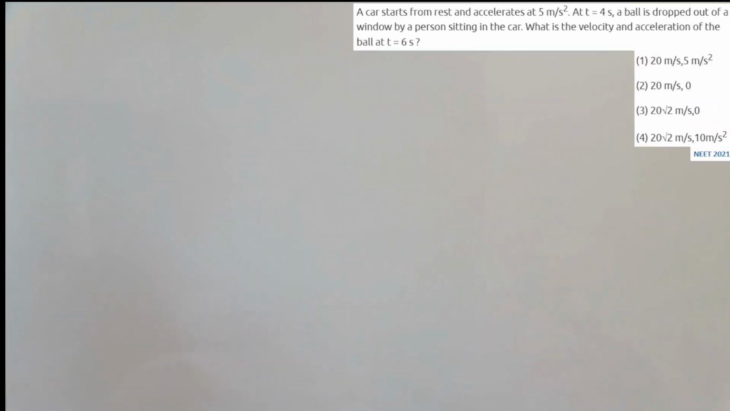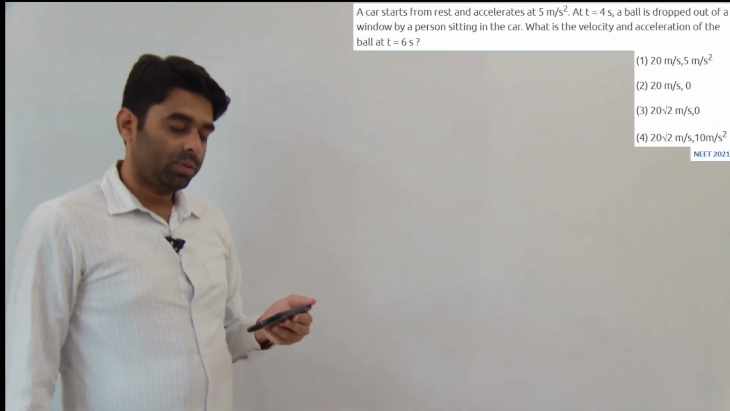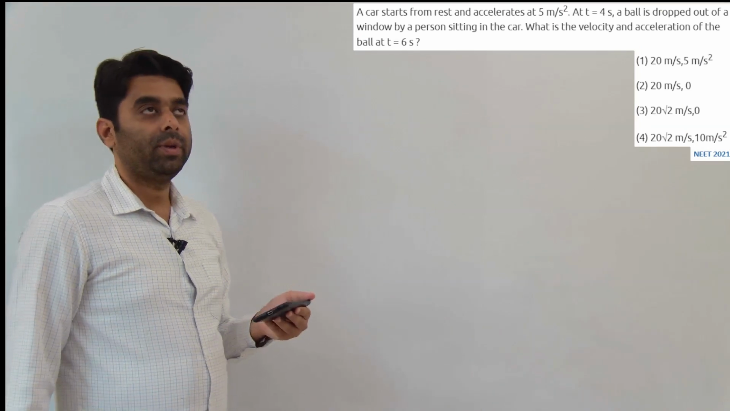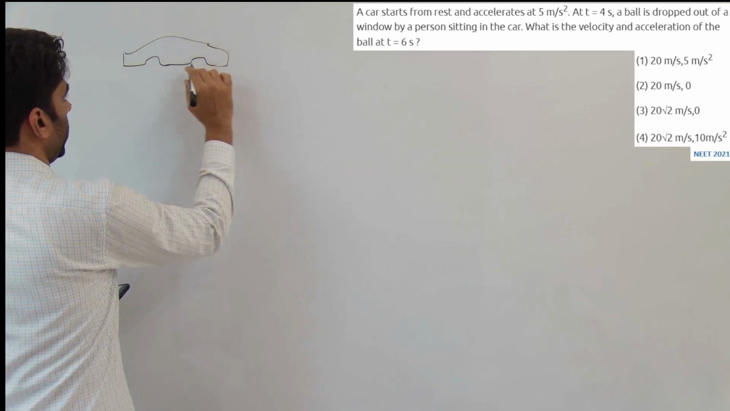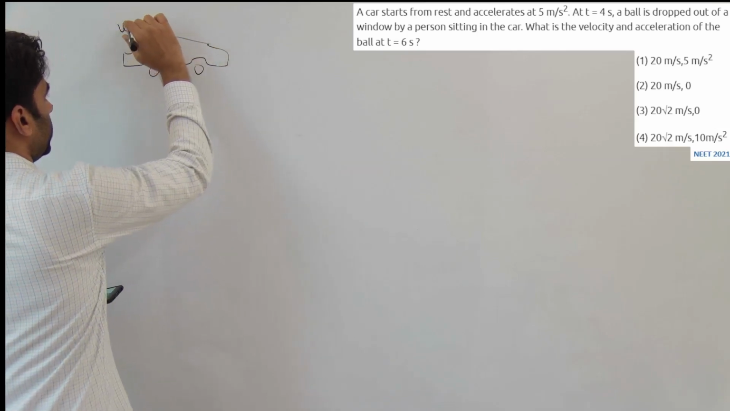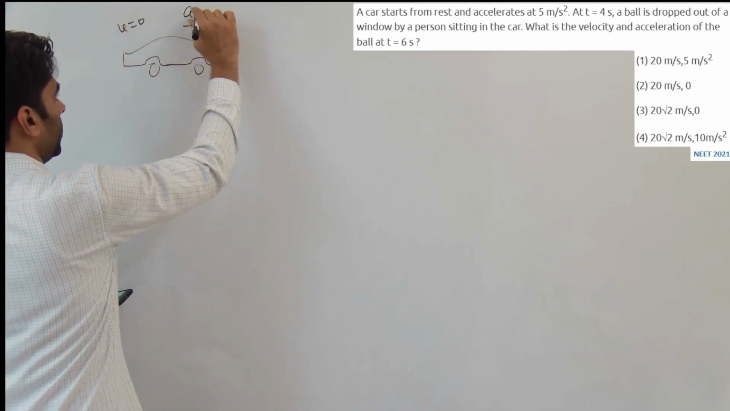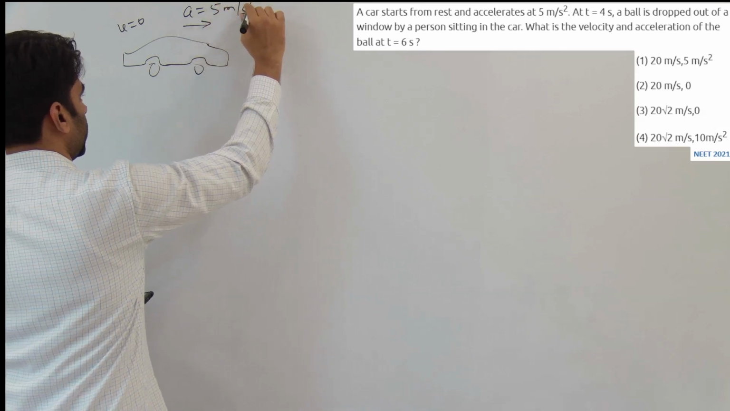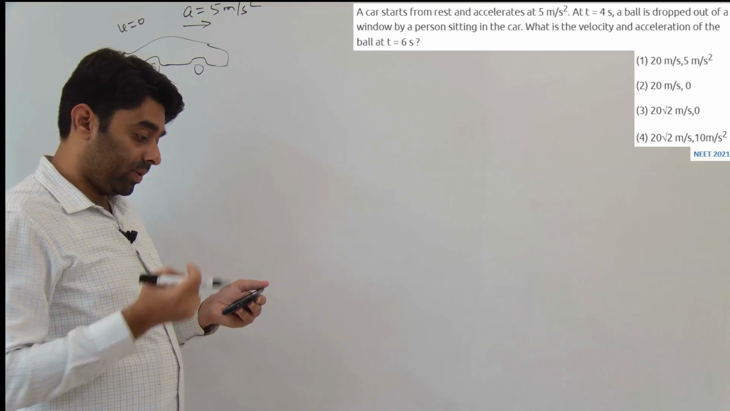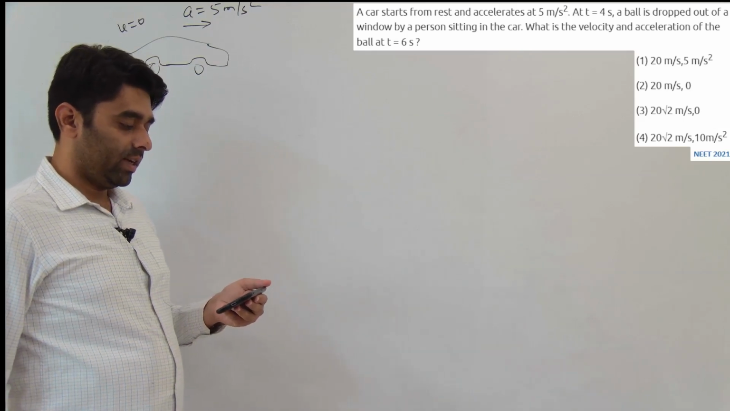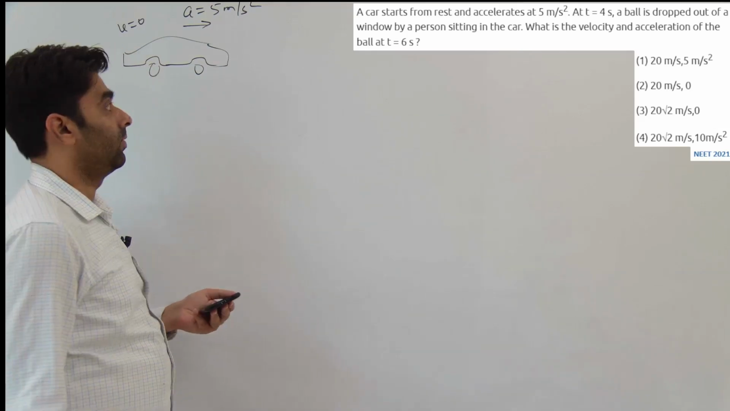Next question says, a car starts from rest and accelerates at 5 meter per second square. A car starts from rest and accelerates. Rest, u will be 0, acceleration will be 5 meter per second square. At t equals to 4 seconds, a ball is dropped out of window by a person sitting in the car. What is the velocity and acceleration of the ball at t equals to 6 seconds?